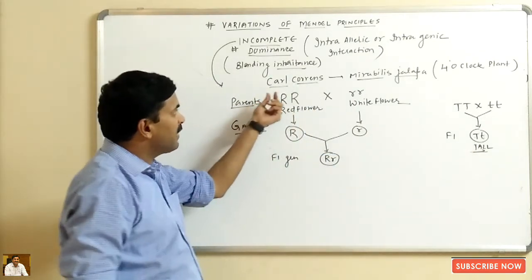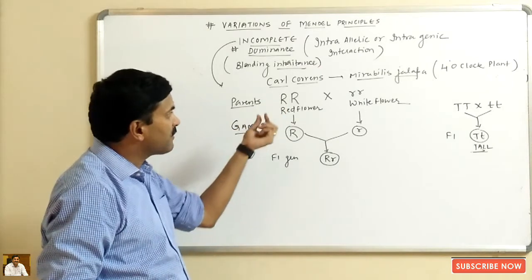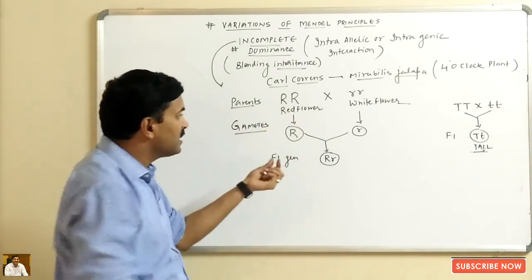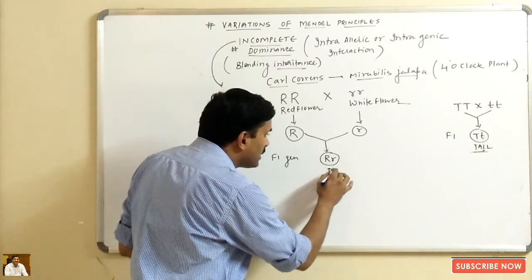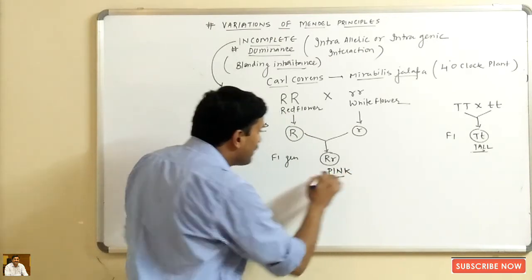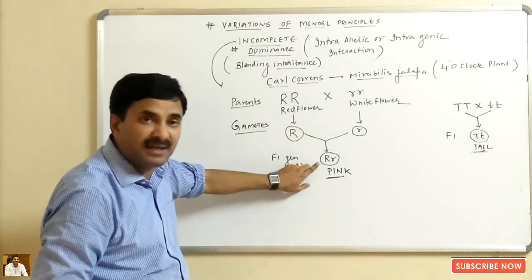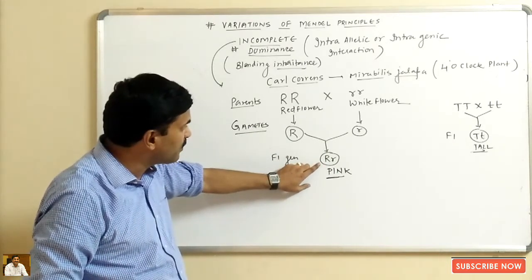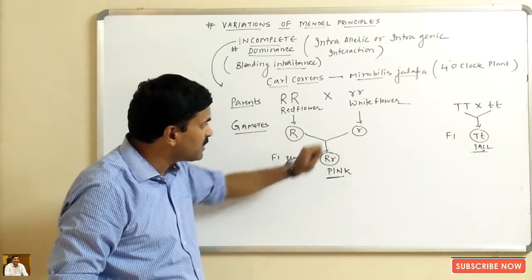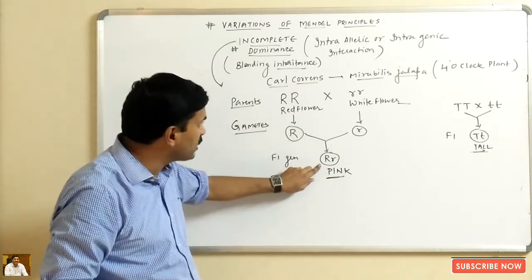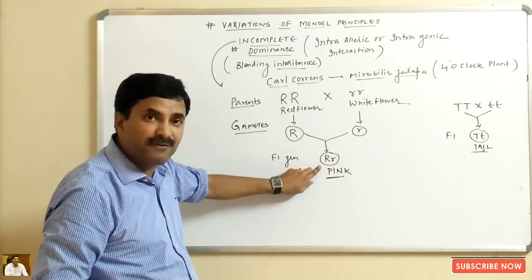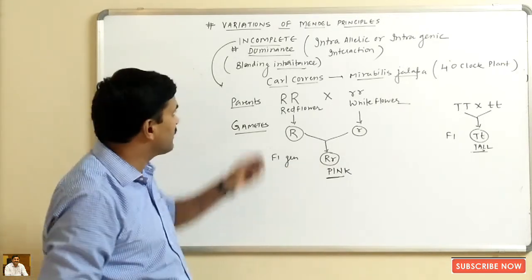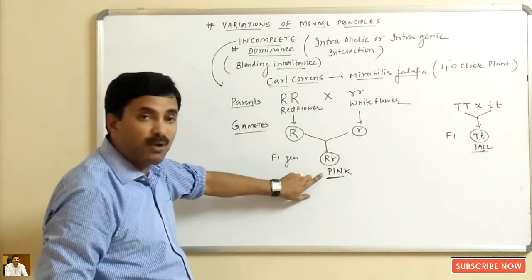But what happened when Carl Correns crossed a red flower variety of Mirabilis jalapa with a white flower variety? He was expecting the red color, because the law of dominance is applicable, and according to it capital R is dominant over small r, so he must get red color. But instead of the red color, he got pink color. Now what conclusion did he give when he got the pink color?